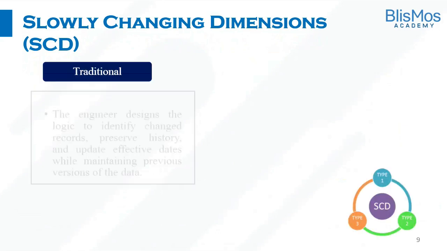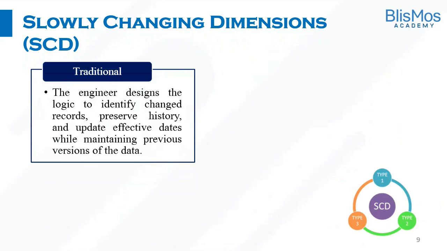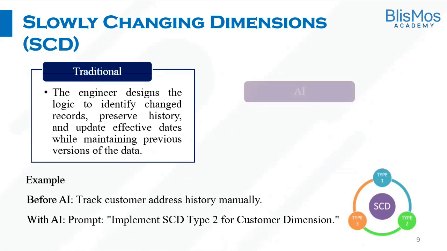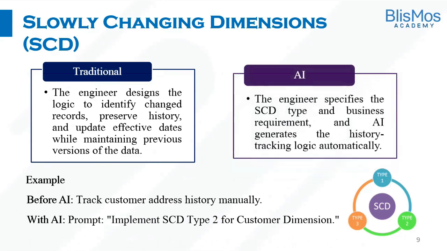So currently what the engineer is doing is designing the logic to identify changed records and preserve the history, and update the effective dates while maintaining the previous versions of the data. By using AI, you can suggest what exactly is the problem. It will identify the SCD type. Is it SCD 0? Is it SCD 1? Is it SCD 2 or type 4? Like that, it will identify, and AI generates the history tracking logic automatically.